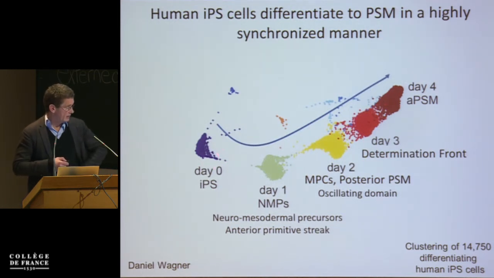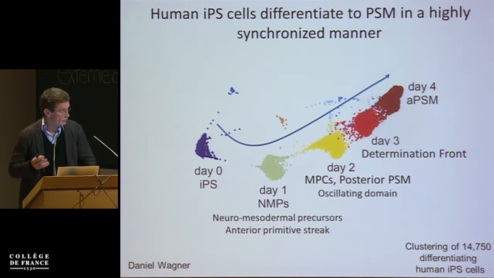One is that at the gene expression level, this recapitulates exactly what I was showing you with the antibodies and so on. That is, the cells become first NMP-like cells, then they activate posterior presomitic mesoderm markers, then they reach the determination front, and then the anterior presomitic mesoderm. And so that's one thing.